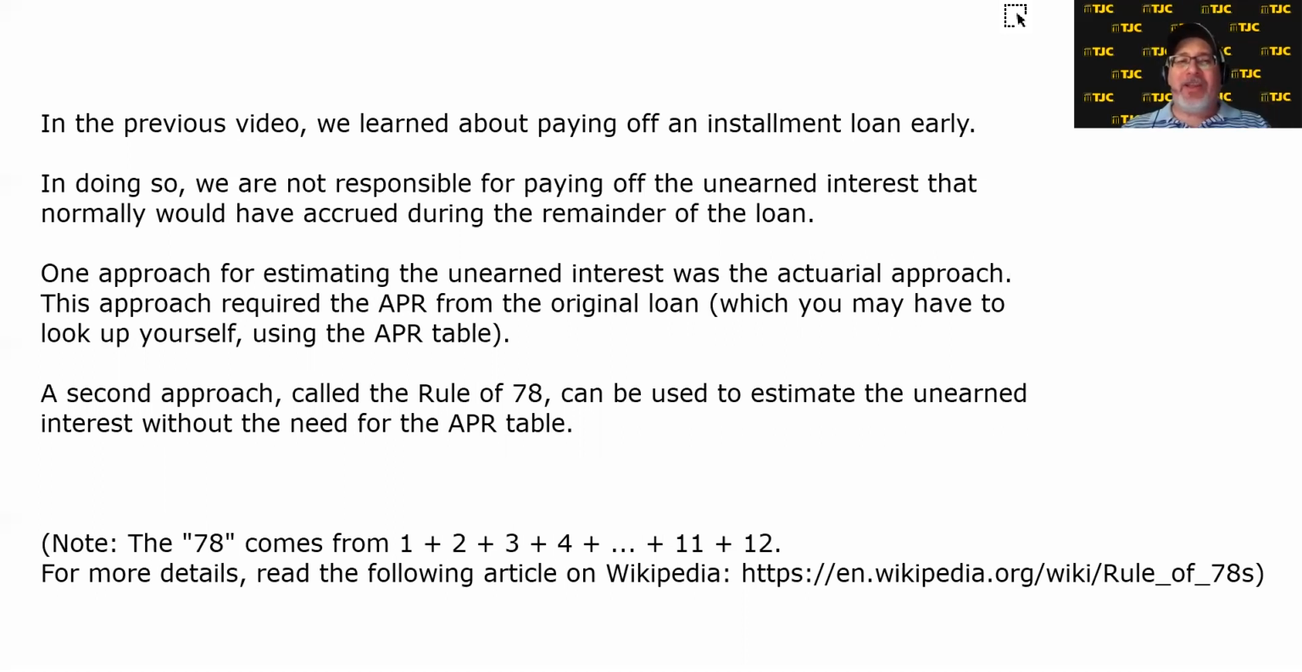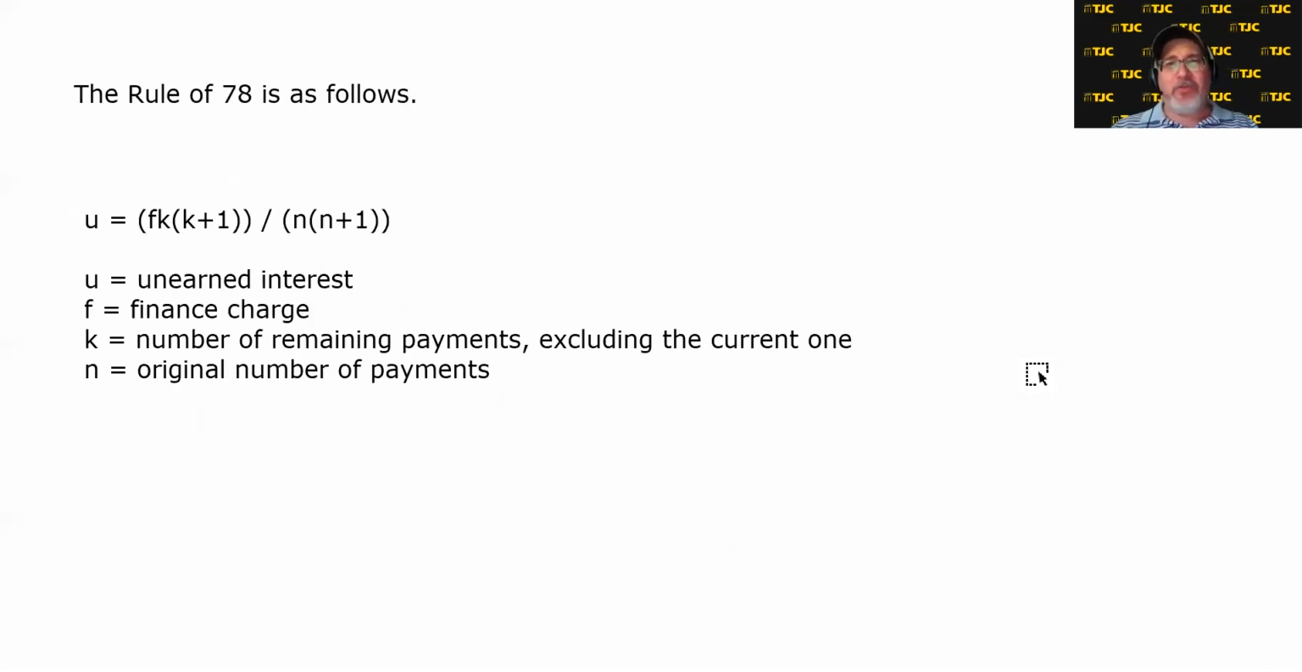For more details, I recommend reading the following article on Wikipedia. I wish that link were clickable, but you can find Wikipedia and you can just search Rule of 78. It does come up as Rule of 78s, but in that article, you will see the formula that we're about to see, and it explains why it's called the Rule of 78. So what is the Rule of 78? Well, the Rule of 78 is as follows.